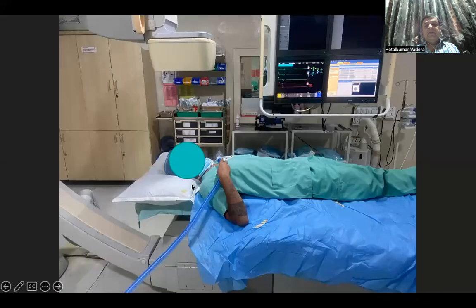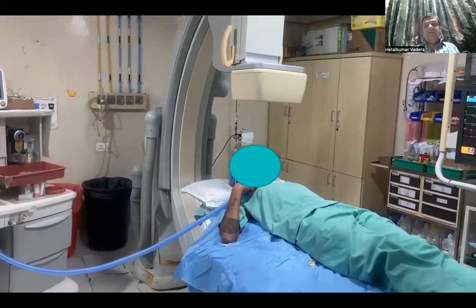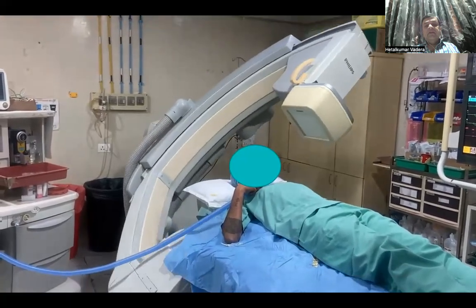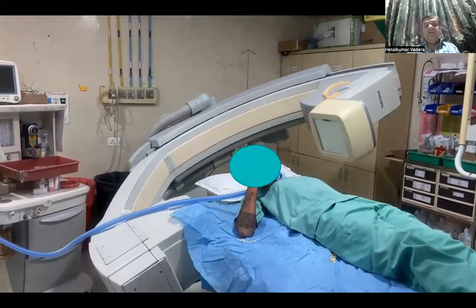So if you see here, suppose this is a patient, this is actually a volunteer for photography. Here you see the circuit, and when they move the C-arm in the 360-degree rotation, you can see here that your circuit will come in the way, and if you don't take care, it will get pulled off, and sometimes even the endotracheal tube will come out along with the circuit. So you should be careful.